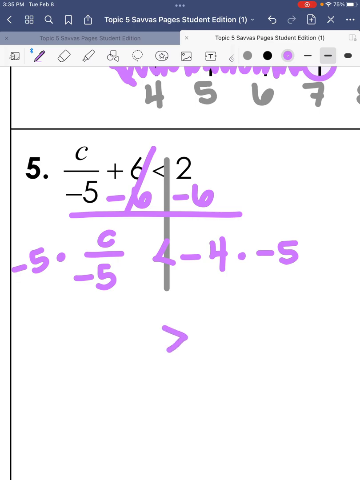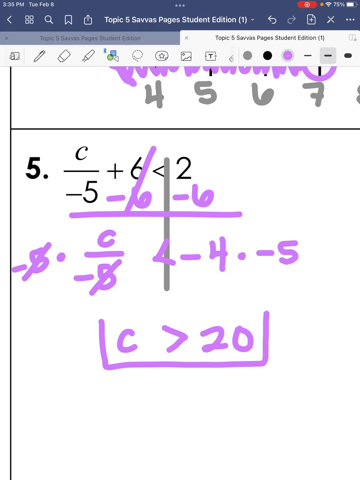On the side with the c, my -5's cancel out. C comes down, it's by itself. On the other side, -4 times -5 is +20. So c is greater than 20 is our solution.